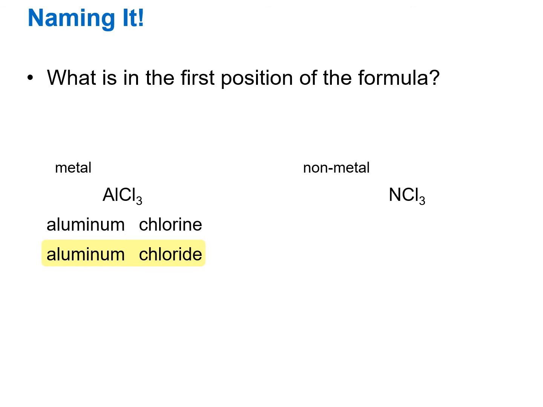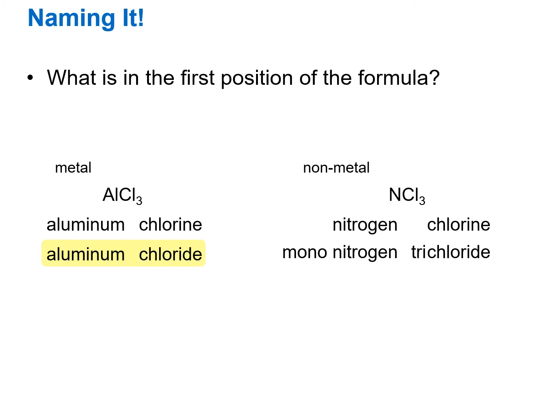But what about over here? Well, we have nitrogen and we have chlorine, and we know that nitrogen stays nitrogen, chlorine becomes chloride. And now we have to put in some numbers, right? So we have one nitrogen, we have three chlorines, and we're going to drop that mono. And here's the name of our compound, nitrogen trichloride. And that's it. When you're looking at these, you'll have to be able to tease them apart, because I won't say name these ions and then name these molecules. They will be in there together. Ask yourself what's in the first position, and that will dictate the naming rules.